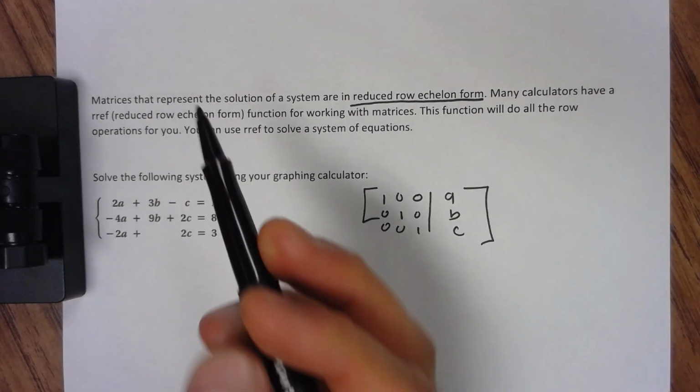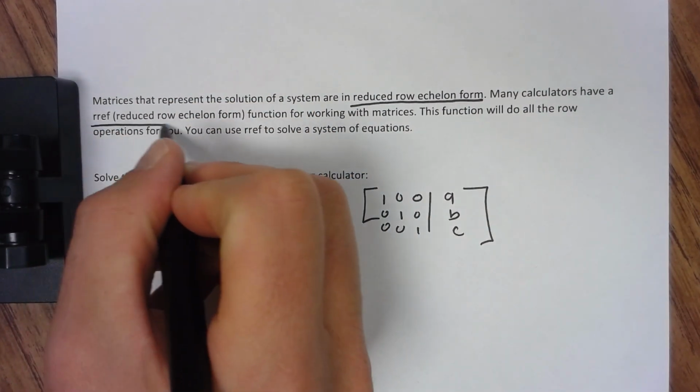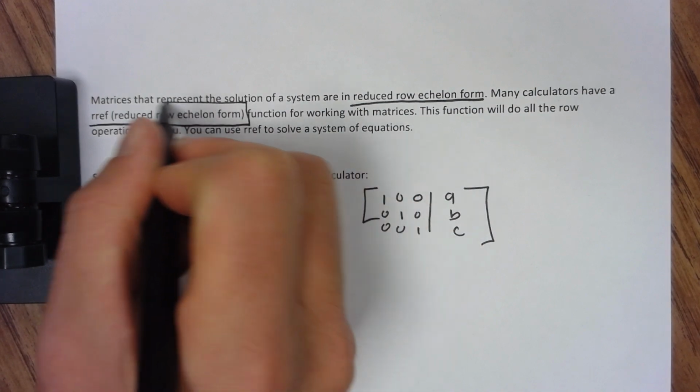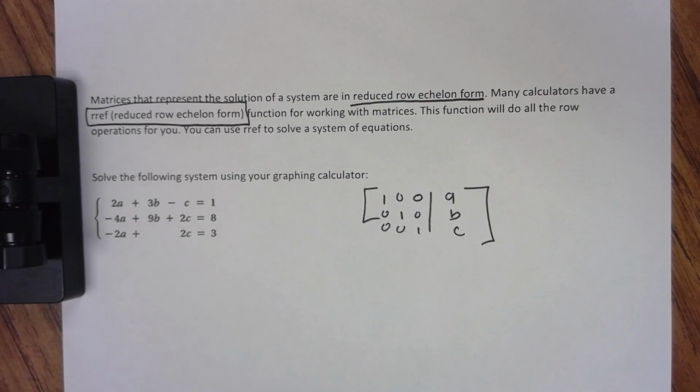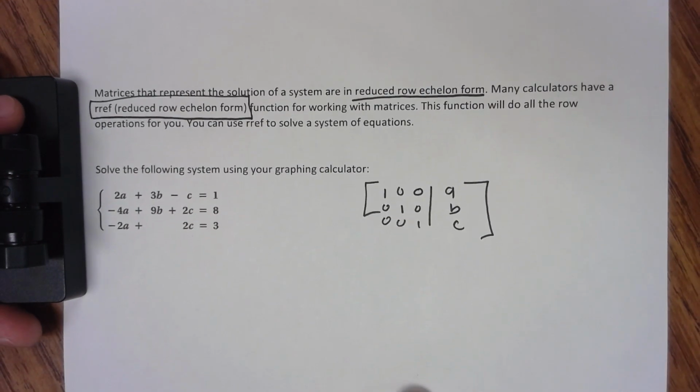Many calculators have this button we're going to look for, RREF, for the reduced row echelon form. This function will do all the row operations for you. You can use the RREF to solve a system of equations.